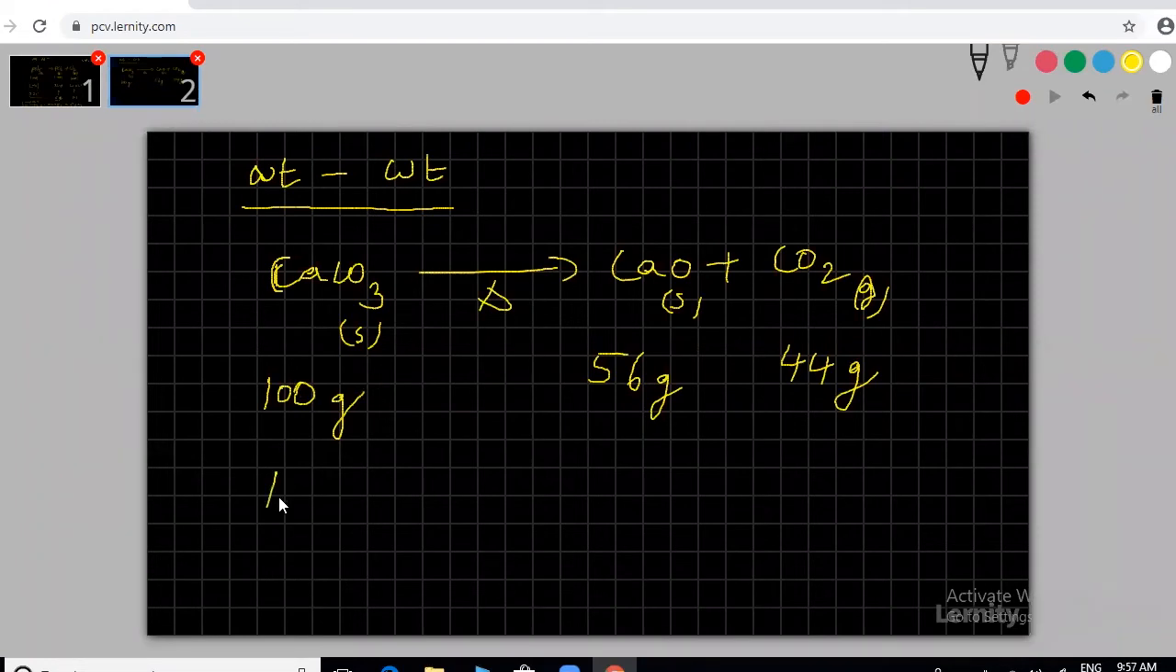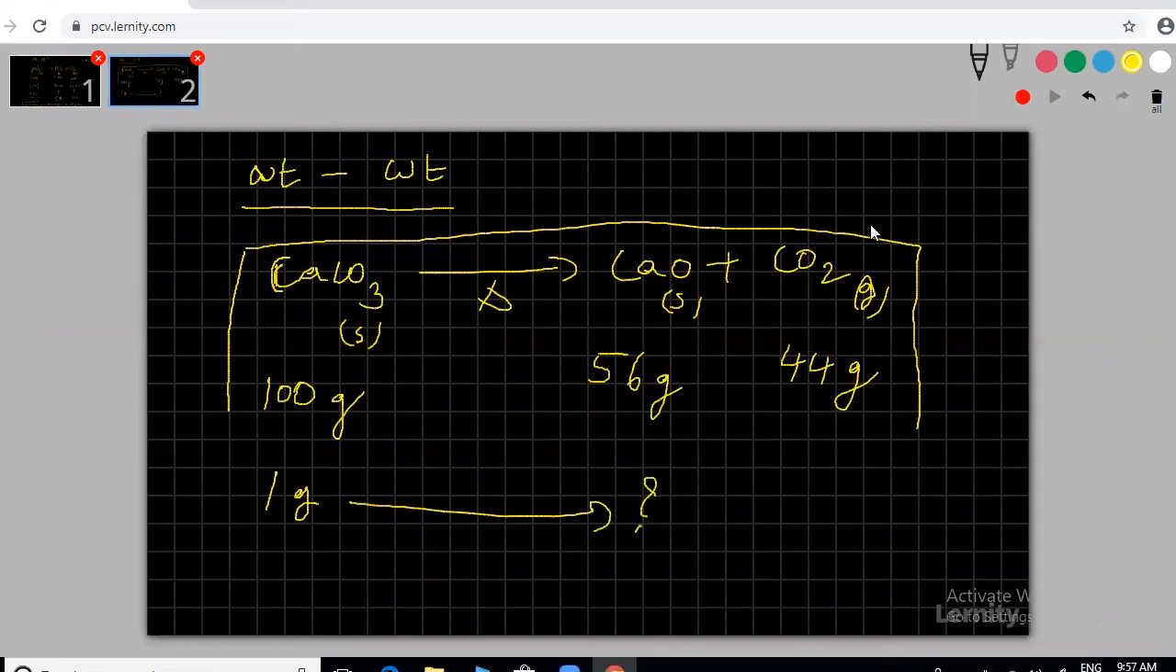Suppose I am heating 1 gram of CaCO3. This is basic data, you should know it, they won't give it in the examination. Now the question is, 1 gram of CaCO3 is heated. How much CaO and how much CO2 will you get? 100 gives 56, so 1 gram gives how much? This is 0.56 and 0.44. So this is weight, and they are asking weight only.